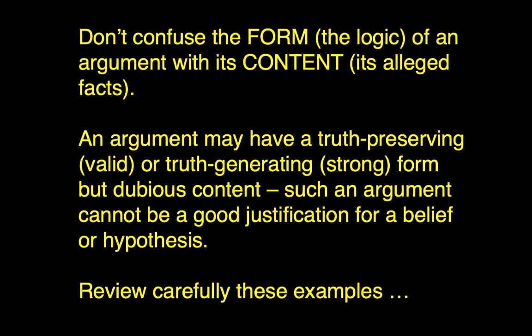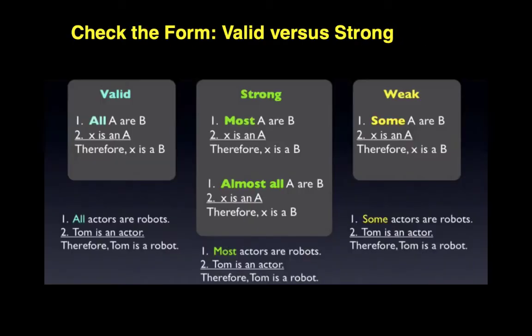There are these two ways arguments can go wrong. They could either have bad form or bad content. You need to satisfy both. Review carefully these examples. What I'm doing in this slide is comparing, contrasting deduction and induction. Three columns here. Valid, strong, weak. On the left, the first column, and only the first column, represents deductive reasoning. Here is a pattern of deductive reasoning. There are other patterns. This pattern is valid.